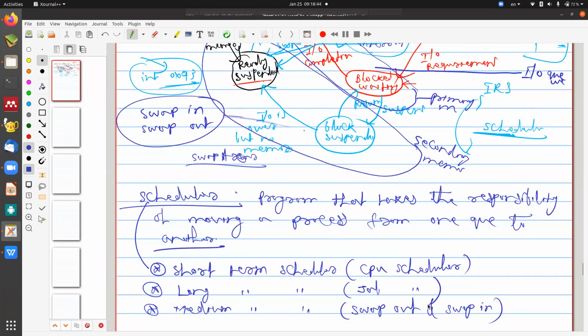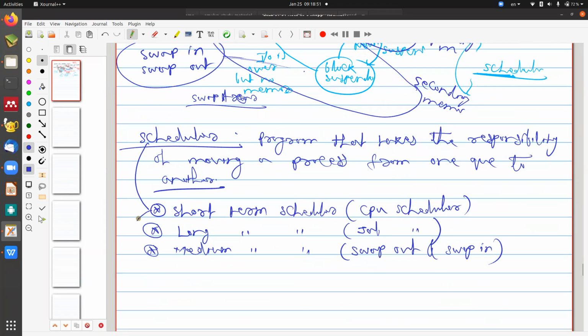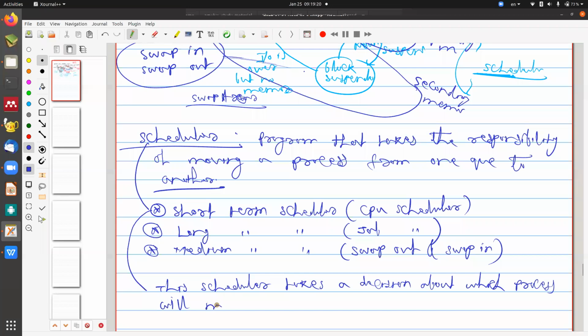If you look into it, what is this CPU scheduler? The CPU scheduler's basic job is, why is it called a CPU scheduler? This scheduler takes a decision about which process will move from the ready queue to the running state.